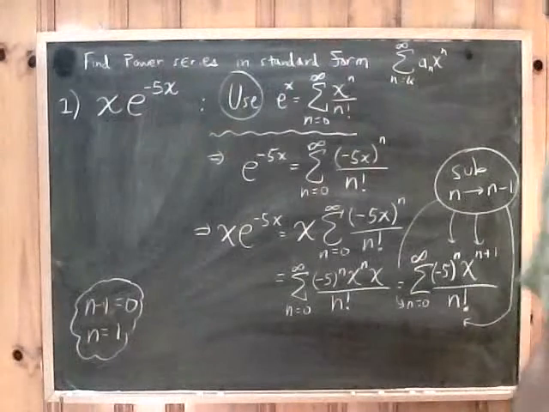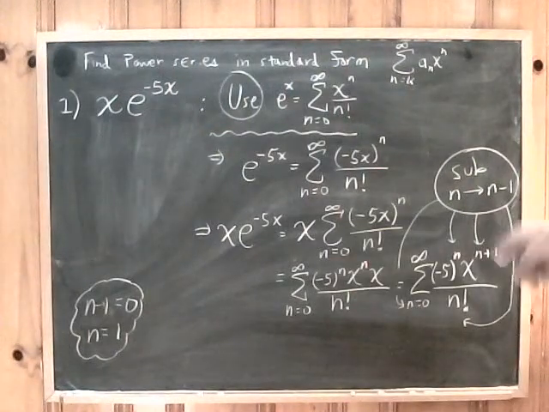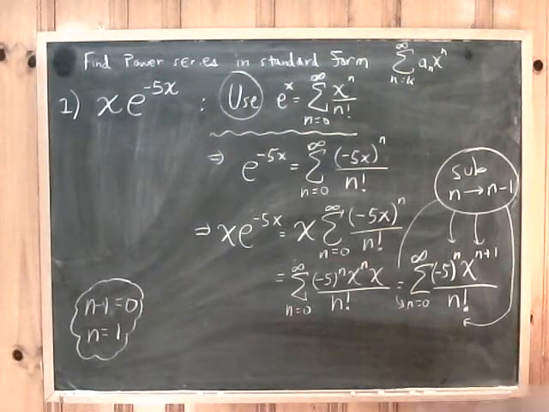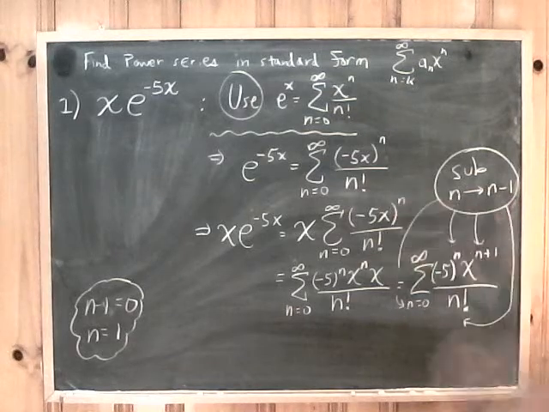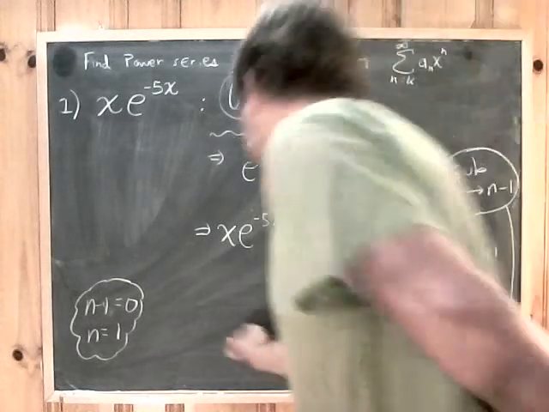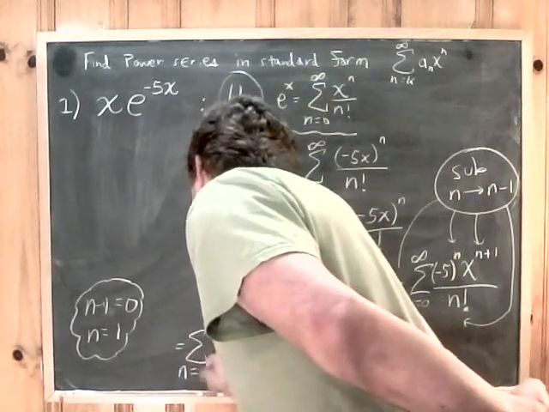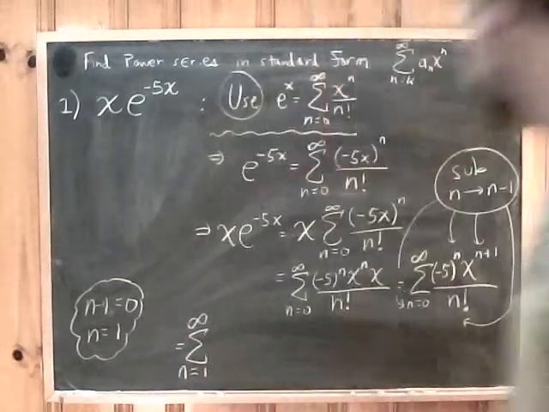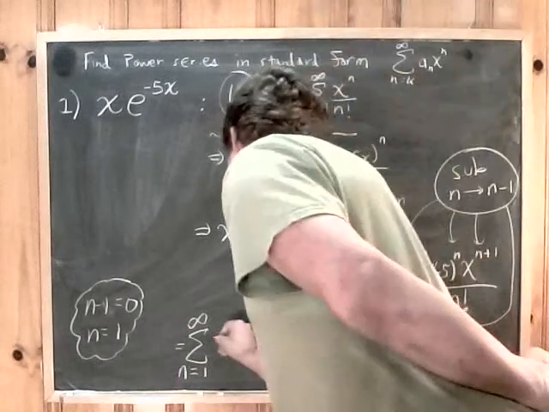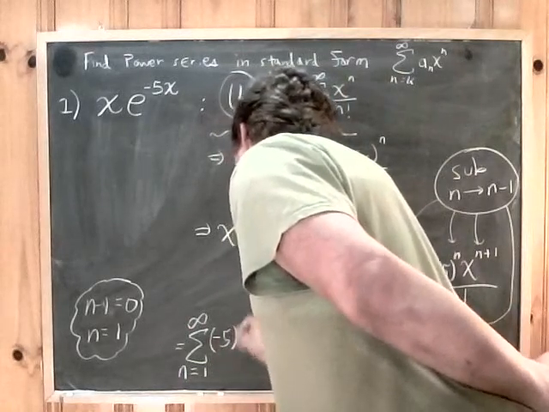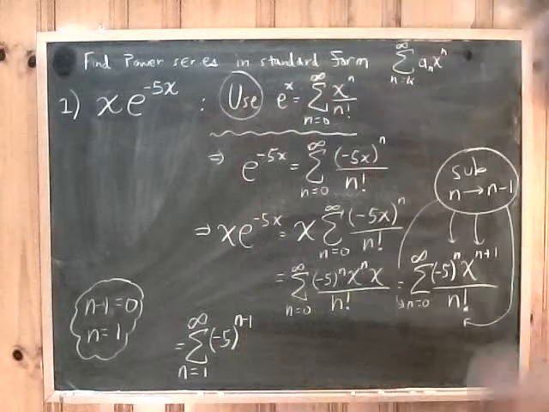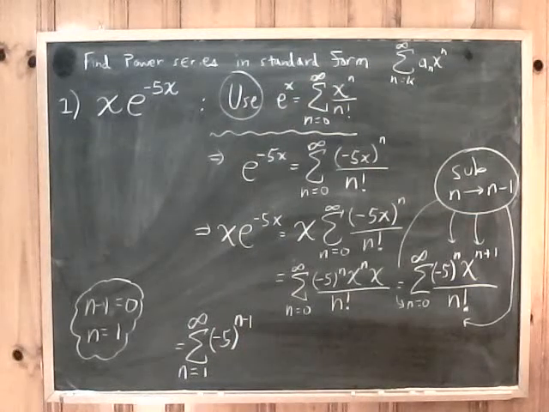So let me just do that on the side a little bit. If I have n minus 1 is equal to 0, I'll just say n equals 1, because I just add 1 to both sides. So I get summation n equals 1 to infinity, negative 5 to the n minus 1. I had to put in n minus 1 for all the n's.